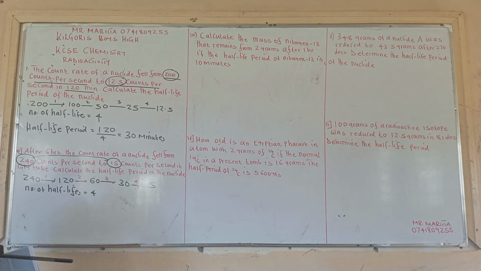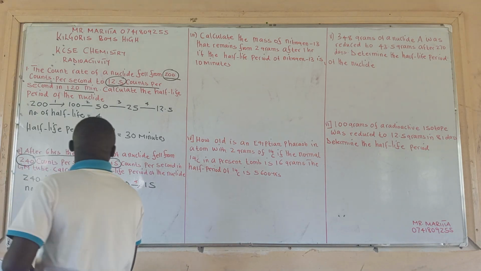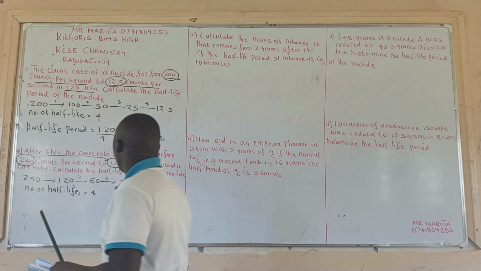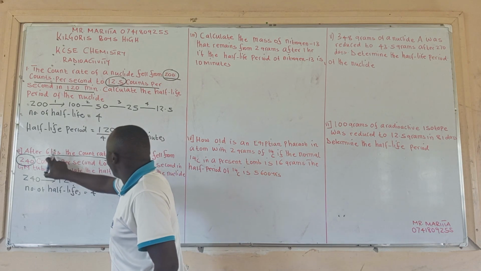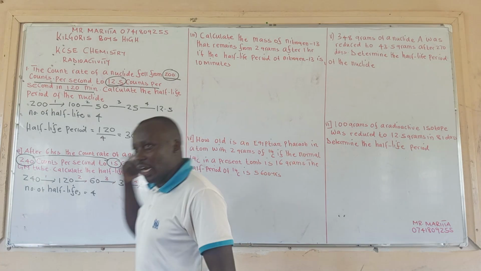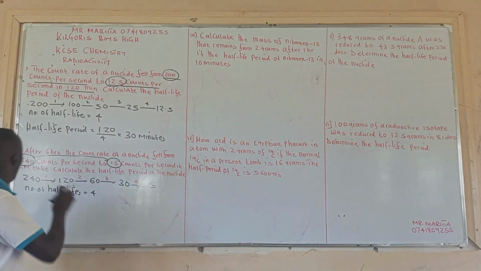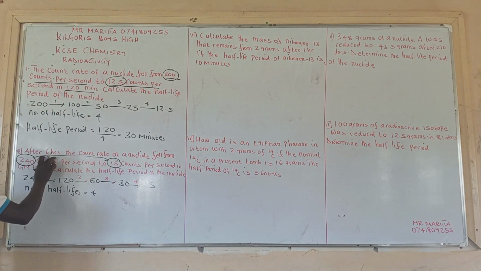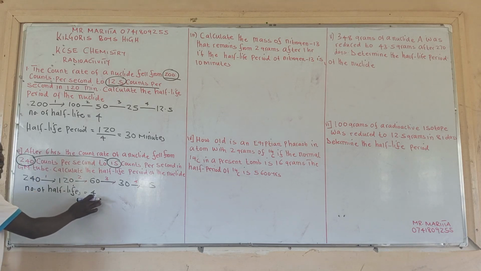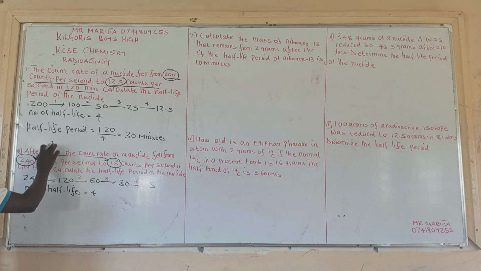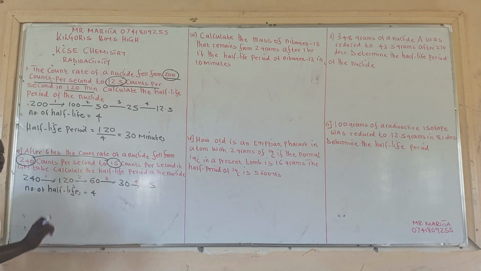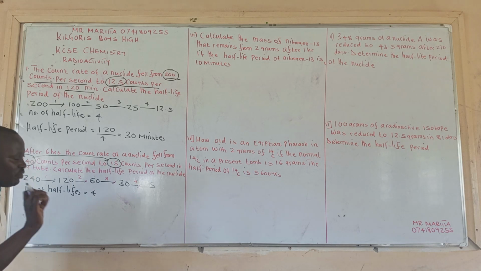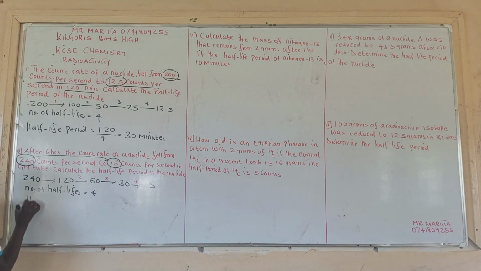That's what we have. So we are supposed to calculate the half-life period after 6 hours, the count rate of this one. To calculate the half-life period now, we take these hours here. It can be hours, minutes, or years. You divide this 6 hours by the number of half-lives, and that will give us the half-life period.